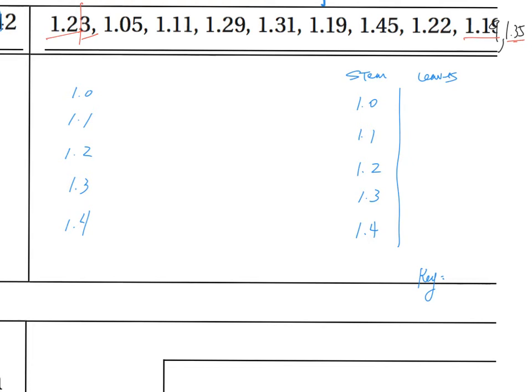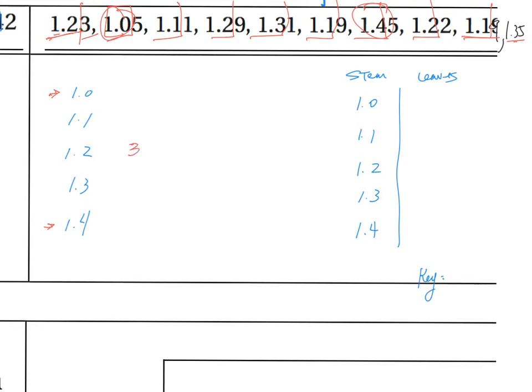So let's look at your data here. You have 1.2, 1.0, which seems to be the smallest for now. 1.1, 1.2 again, 1.3, 1.1 again, 1.4, 1.2, 1.1. Okay, so the biggest stem we have here is 1.4, and then the smallest one is 1.0. So I'm gonna start with a stem of 1.0 and then end with a stem of 1.4.